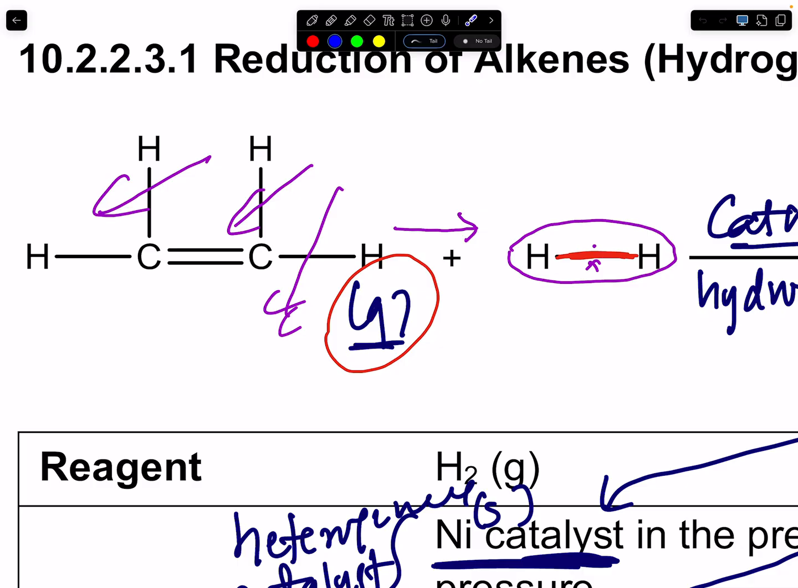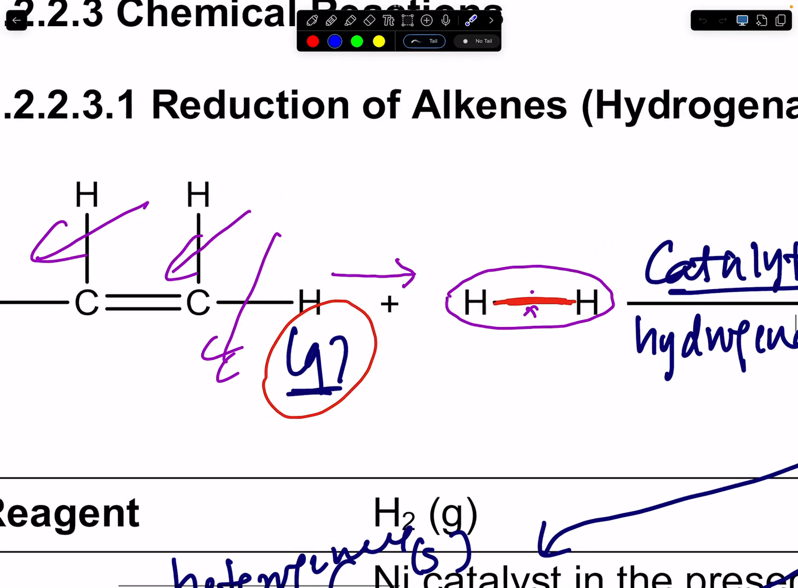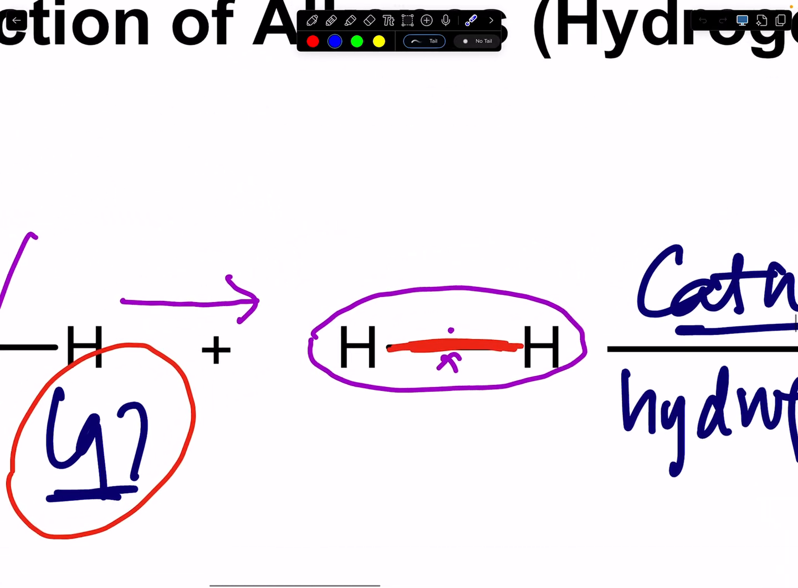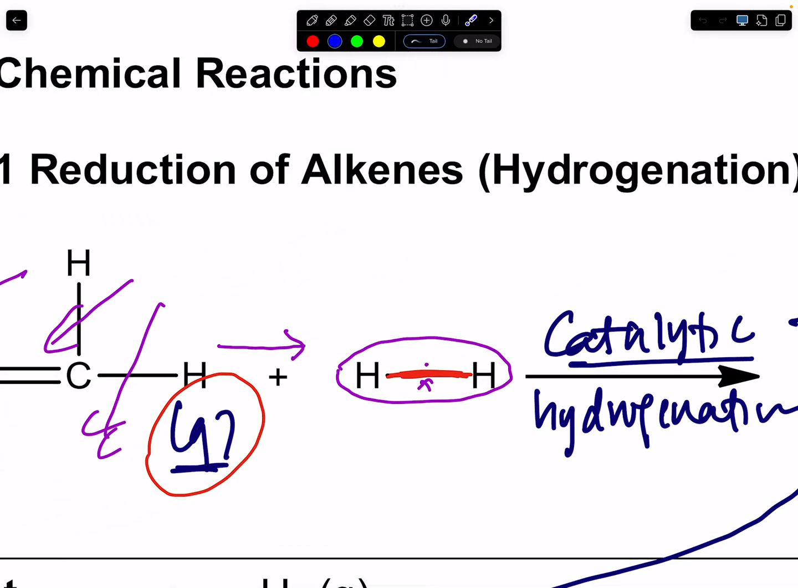Because H has only one electron, and the one electron is very close to the nucleus. For you to be able to polarize an electron cloud, your valence electrons must be very far away from the nucleus. That's why you can polarize, you can dictate its movement. But when your electrons are very close to the nucleus, you can't dictate its movement. So if you want hydrogen to react, hydrogen will undergo what type of fission? Homo or hetero? Homo.